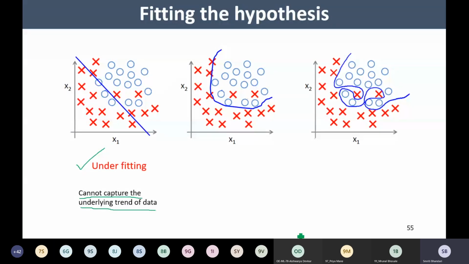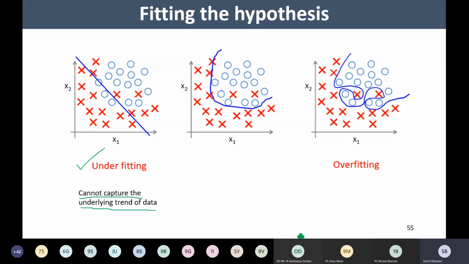Now let us look at the next category, and that is overfitting of the data. Overfitting. My function is overfitting. So what do we mean by that? Let me define this word overfitting. A statistical model is said to be overfitted when we train the model with a lot of data.